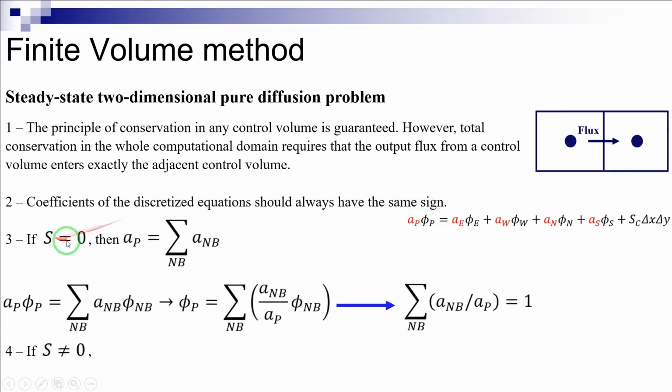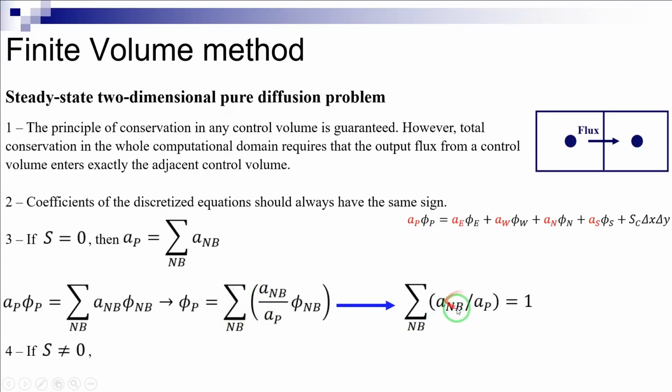3. If the source term is equal to 0, S equals 0, then we will have this relation between the coefficients of the discretized equation. The standard discretized equations can be rewritten as follows. In this equation, we have this relation between the coefficients.